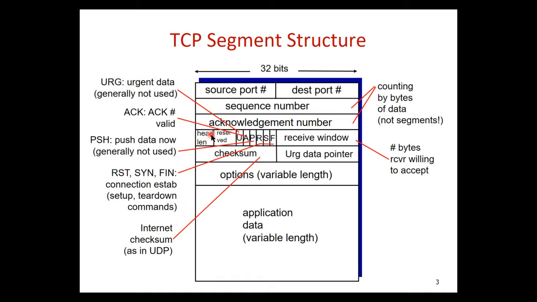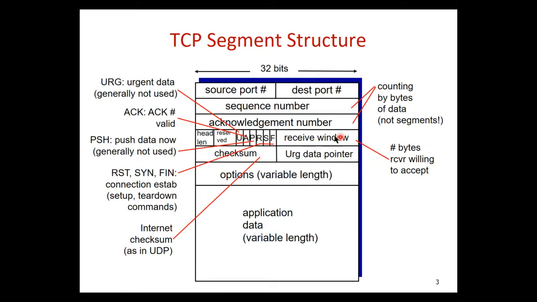Then we have the header length, and this is needed because the TCP header can have variable length since there are some options. Depending on how many options you have, your length can vary, so you need to provide the length information. Then there are some 1-bit flags, which are the ones here. Later we will see how they are used. Some of them are very important.